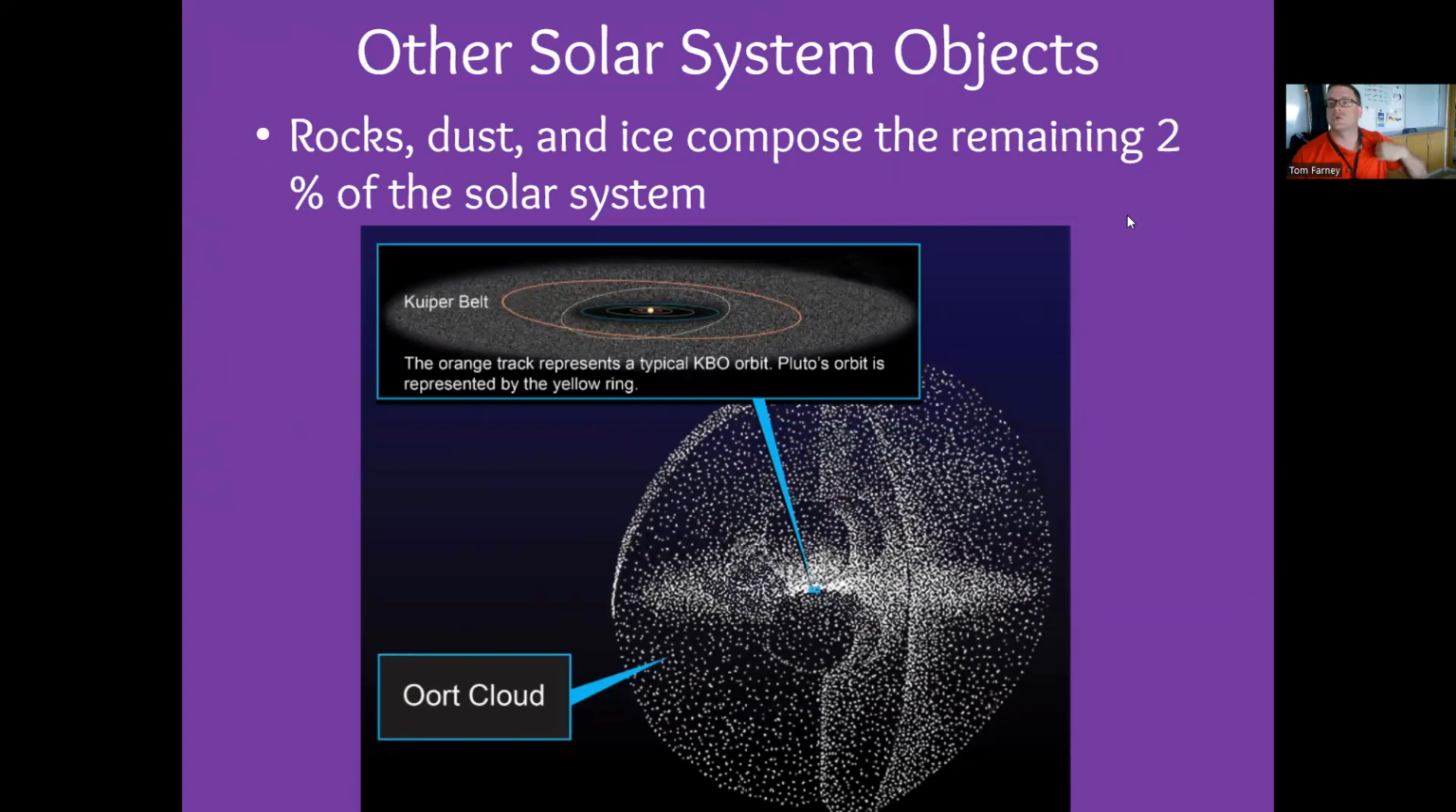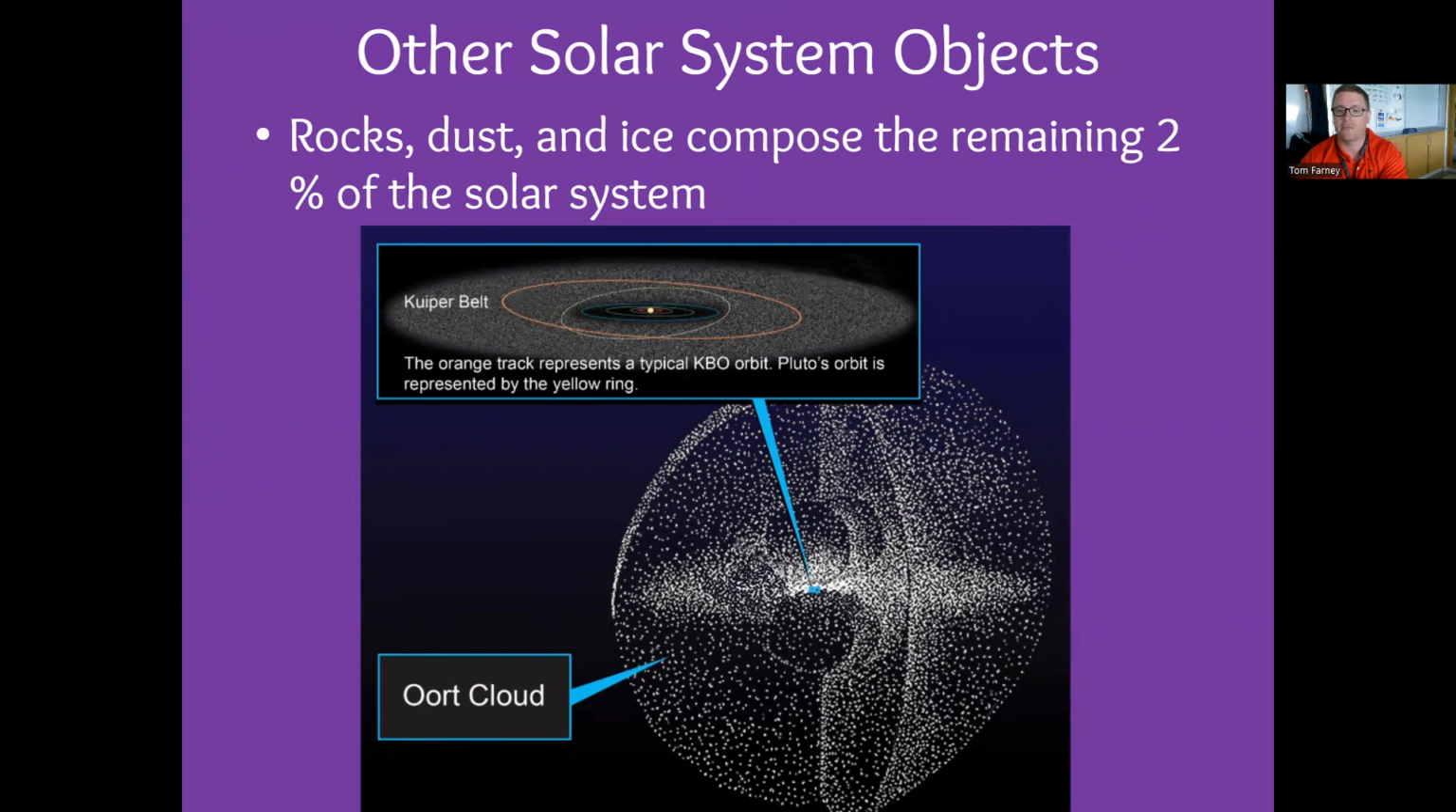We have other solar system objects beyond our Jovian planets. We have this thing called the Kuiper belt. It is this kind of thin belt, almost like our asteroid belt, that hangs along outside of our solar system. This is where we find Pluto hanging out at the very edge of our solar system.